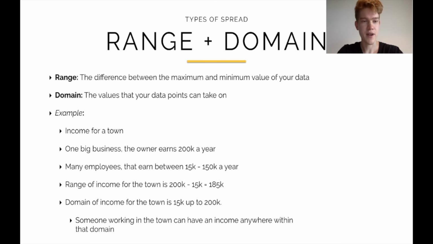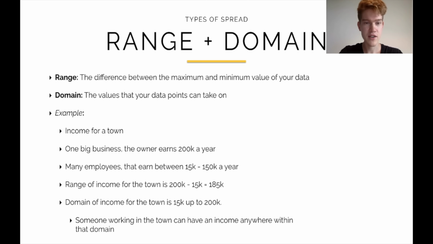Now, let's start off with the range. So the range is basically the difference between the maximum and the minimum value in our data set. So that's kind of simple to think about. So let's just go through this with a worked example. Let's set up a company in a town, and this is the only company in the town. And the owner of the company earns a salary of $200K a year, and then the employees all have different salaries, but the lowest employees, or maybe the part-time workers, earn something like 15K a year. So we've got data ranging from 15K up to 200K.